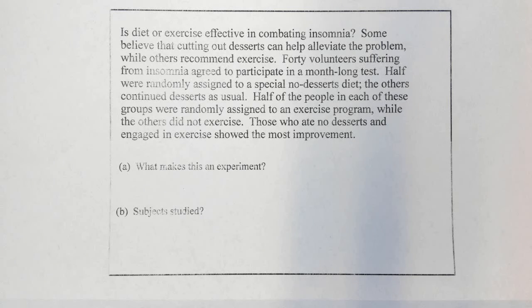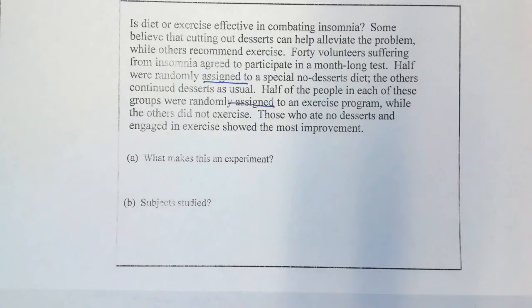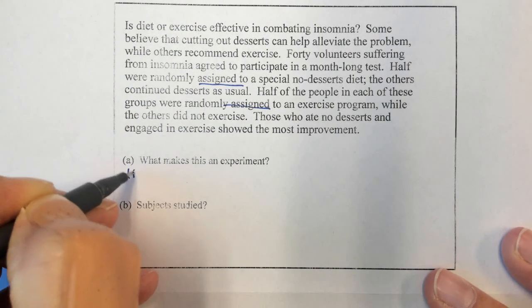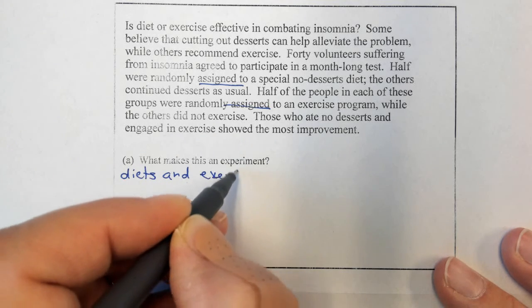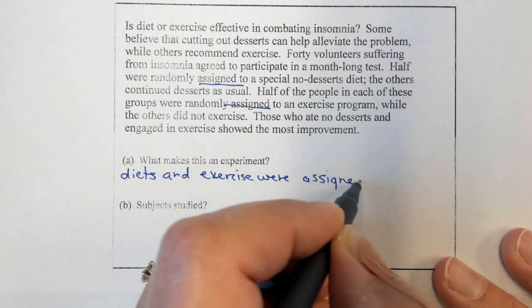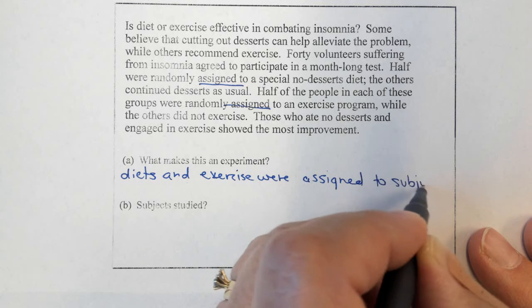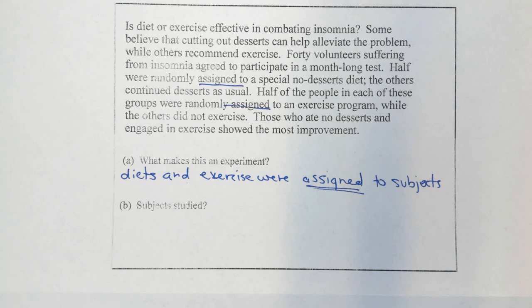What makes this an experiment? Variables manipulated. Yeah, they were assigned, variables were manipulated. So I heard the word assigned, and I heard the word manipulated, both great words. So diets and exercise were assigned to subjects or manipulated, if you want to throw that word in there. So variables were manipulated. We didn't just observe.